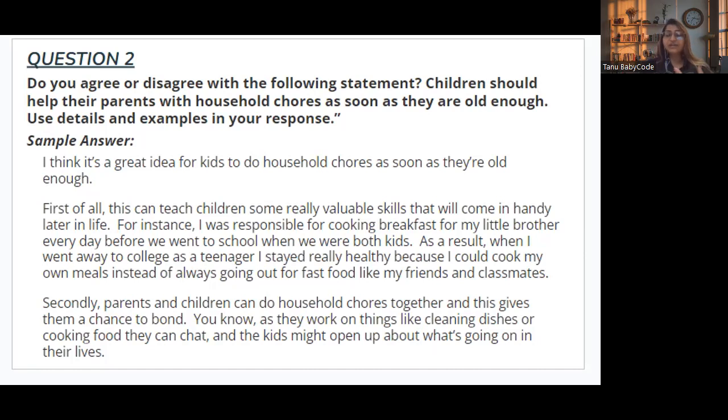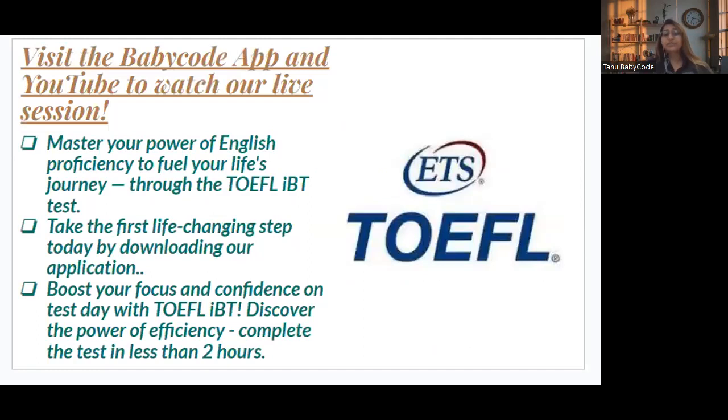So delivery, language use, and topic development. These 3 are the parameters. These 3 are the criteria. And you will be getting scores on a scale of 0 to 4, right? So I hope you got an idea of how you're supposed to do your independent speaking question.